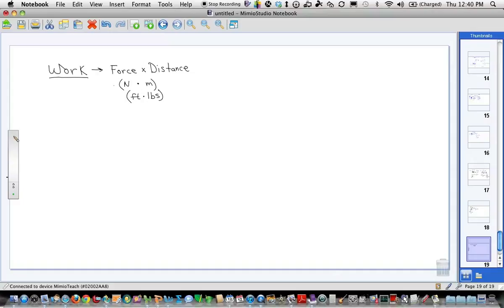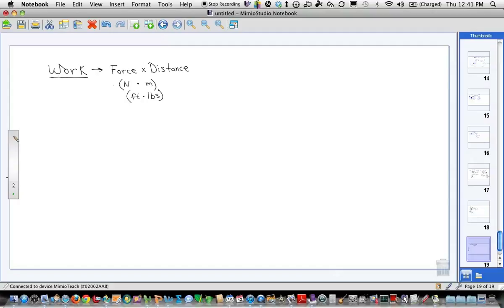Adding up bits of work. In other words, if I took this spring and stretched it a foot, at the beginning of that foot it would take a certain amount of force. At the end of that foot, it would take more force. But if I only stretched it an inch, the amount of force at the beginning of that inch and at the end of that inch would not change that much. If we make that distance small enough, we could say it's pretty much a constant force.